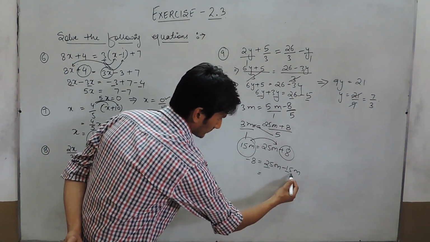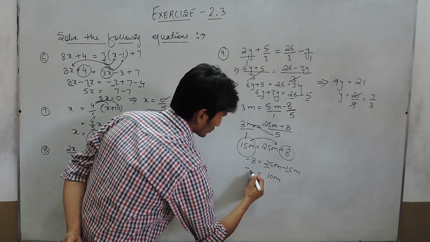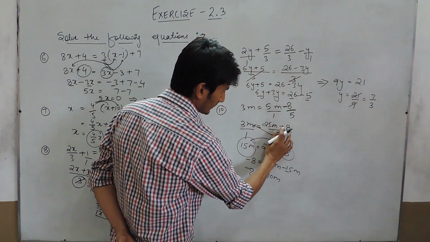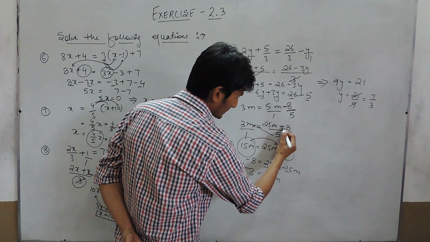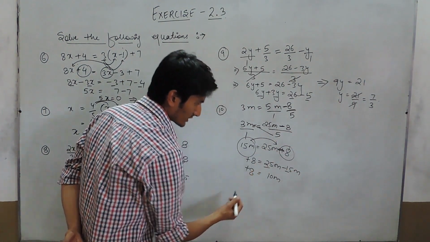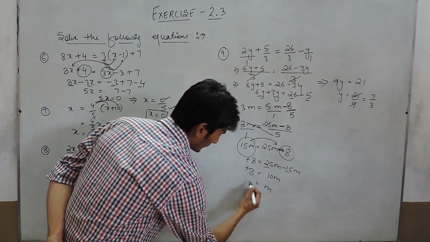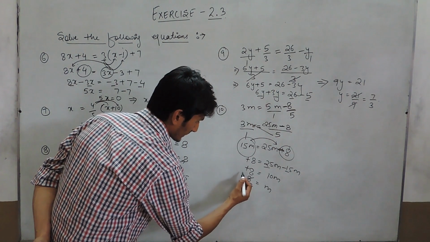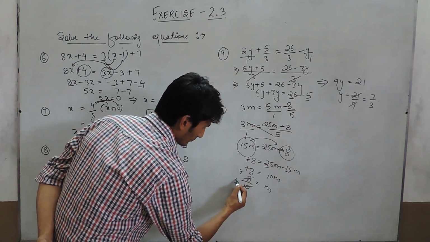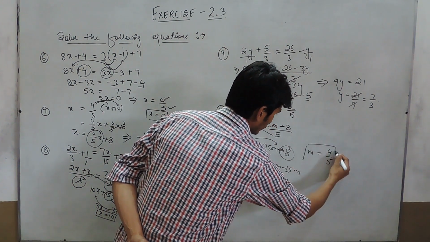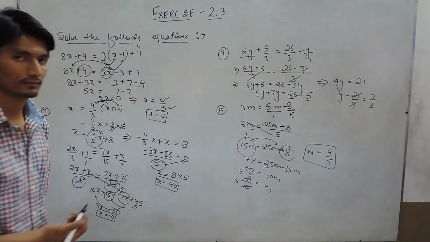10m is equal to 8. Sorry, here it is minus 8, so this should be minus 8, and when minus 8 is shifted to this side it will become positive 8. So m would be equal to 8 upon 10, which, when cancelled out, would be equal to 4 upon 5. So m would be equal to 4 upon 5. Thank you.